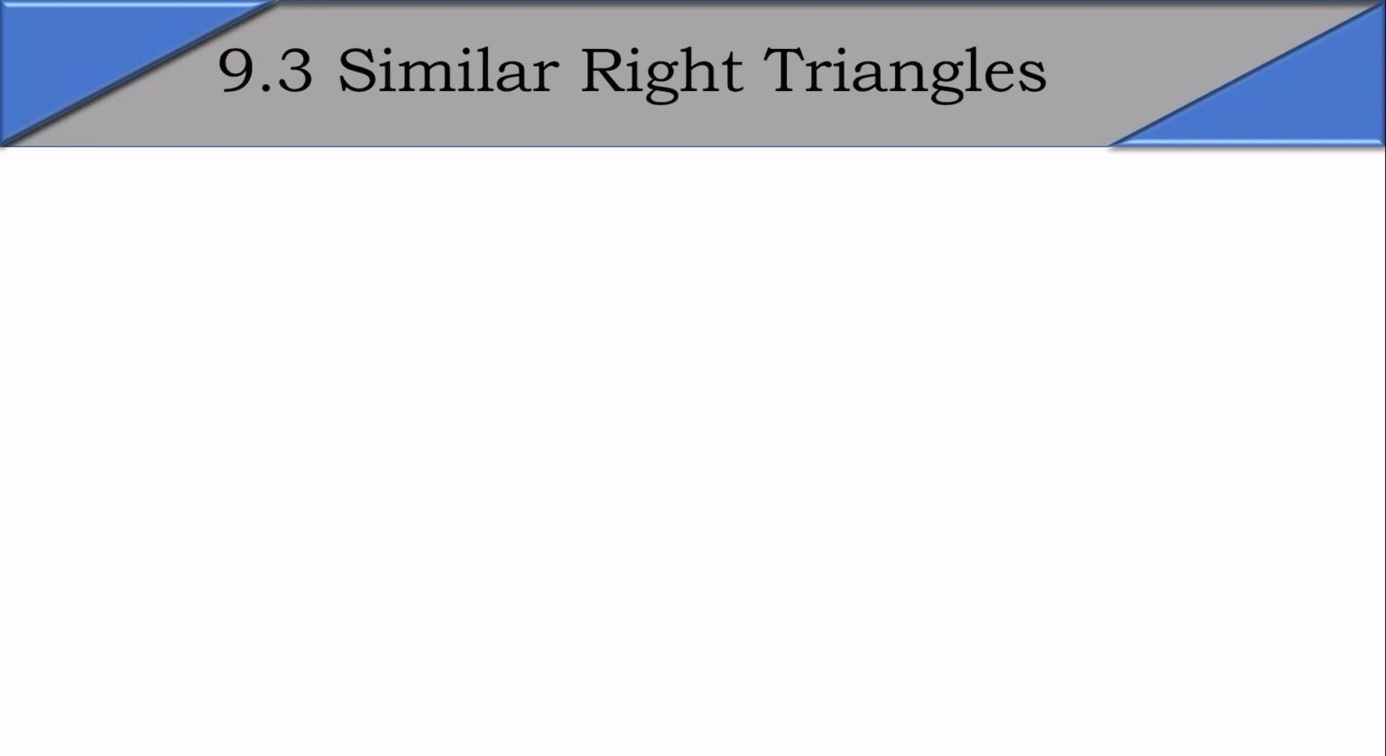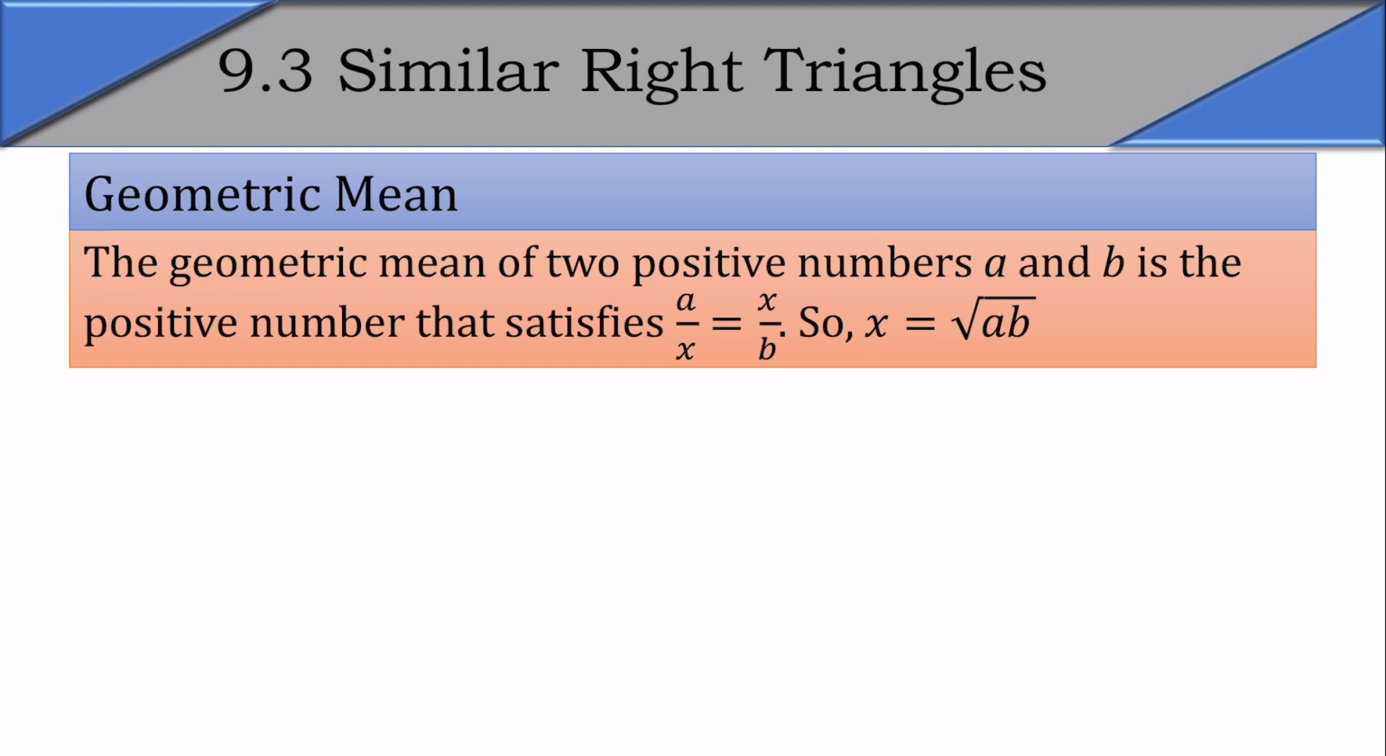There are some shortcuts we can use. They use the geometric mean. The geometric mean of two positive numbers, a and b, is the positive number x that satisfies a divided by x equals x divided by b. Well, if I do that little bit of algebra, I would cross multiply. I get x squared equals ab. And then I have to square root, so x equals the square root of ab. So you just multiply the numbers and take the square root.